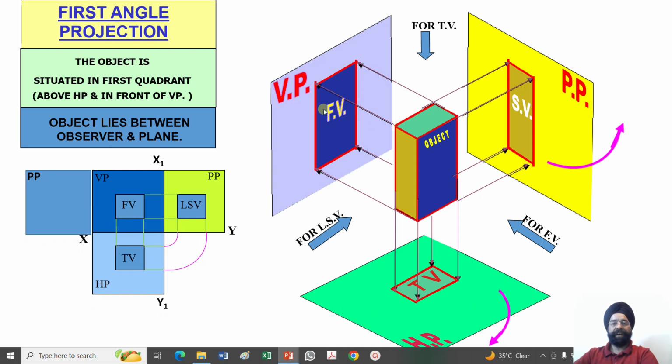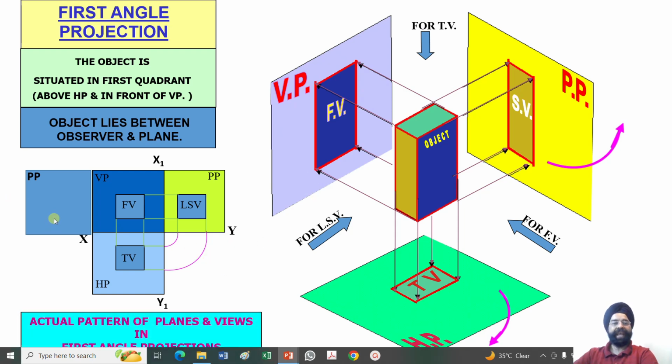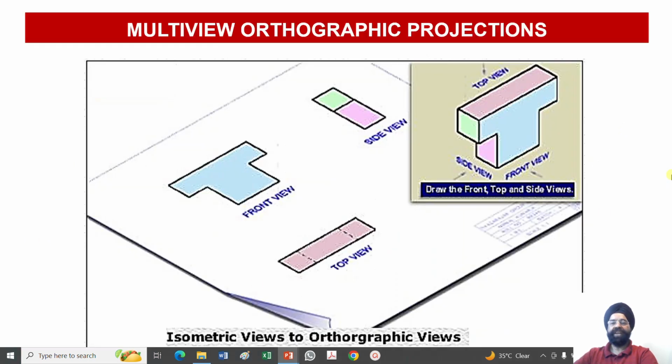Front view comes above xy, top view comes below xy, left side view is obtained on the right hand side, and if I look at this from the right hand side, another picture plane, the profile plane, will be here with the hinge located here, and this will be rotated in this way. So this will be rotated this way, and my right side view will be obtained on the left hand side. So I need to remember: front view above xy, top view below xy, left side view on the right hand side, and if you look at the object from the right hand side, the right side view will be obtained on the left hand side. So this is the convention for my first angle projection.